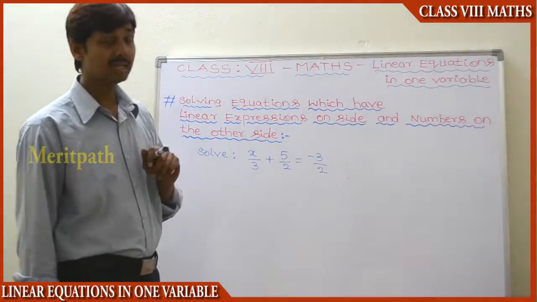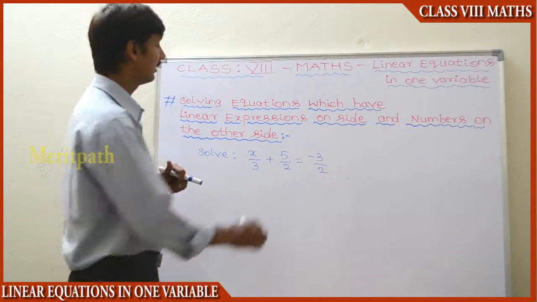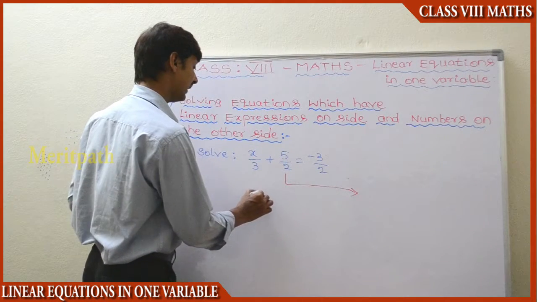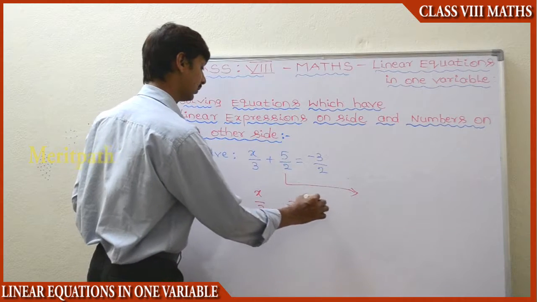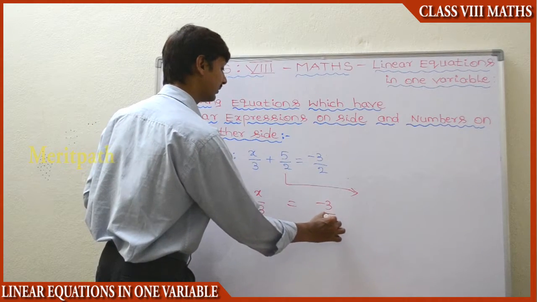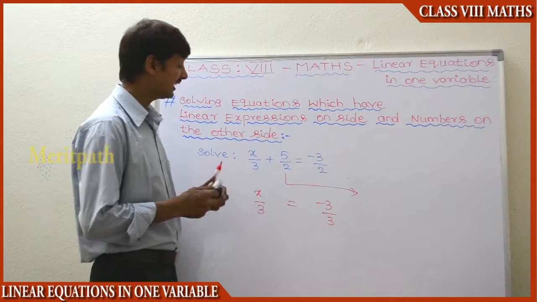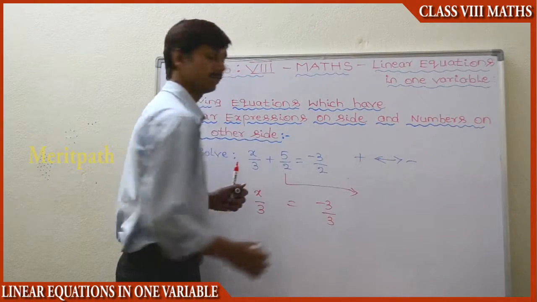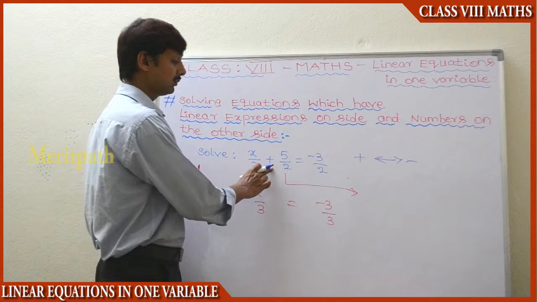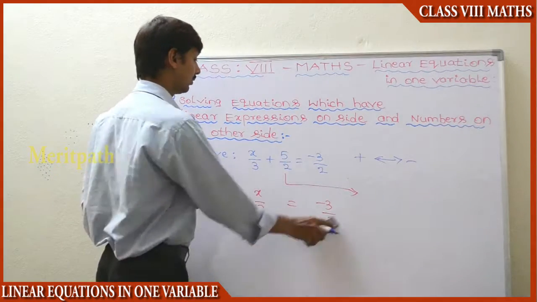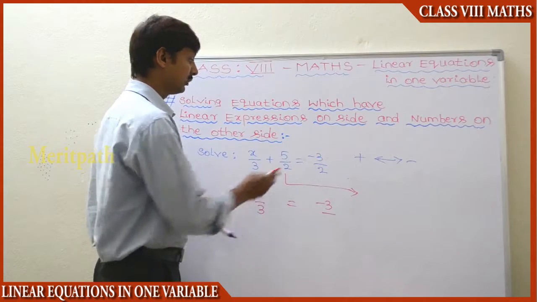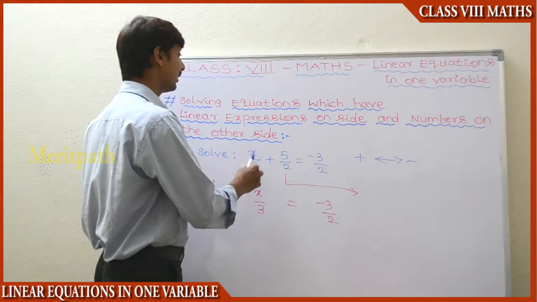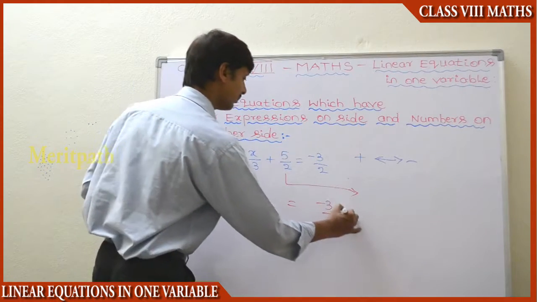Here we can observe that there is a plus value. Let's transpose this plus value to find out the value of x. So x by 3 is equal to minus 3 by 2, and we have transposed this plus value, so this changed to minus. We need to move this value to the right hand side. So plus 5 by 2 changes to minus 5 by 2.